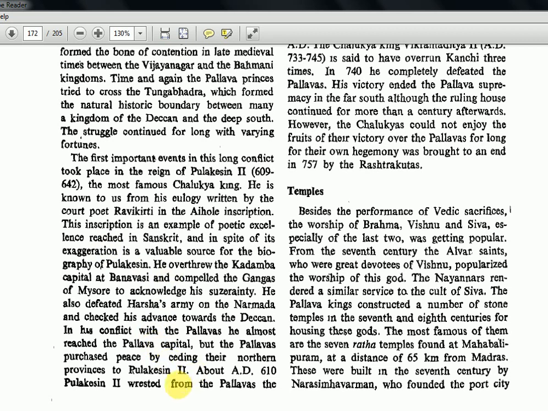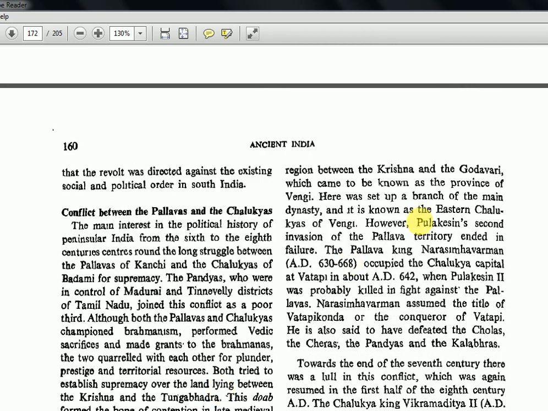Okay, about AD 610, Pulakeshin II wrested from the Pallavas the region between the Krishna and the Godavari, which came to be known as the province of Vengi. So this Vengi is again important, like Pulakeshin captured it from the Pallavas. Here was set up the branch of the main dynasty, and it is known as the Eastern Chalukyas of Vengi. So the normal Chalukyas are in the west, and then the Eastern Chalukyas in the Vengi region, because they captured it from the Pallavas.